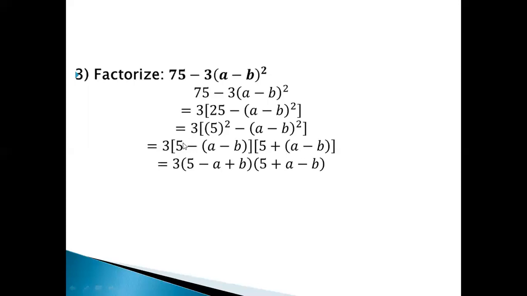Here a is 5 and your second term, your b, is a minus b. So we get 5 minus a minus b, 5 plus a minus b. Here, using this smaller round bracket is important, because when we open the bracket, we will change the sign because we have a minus sign outside. So we get 5 minus a plus b, 5 plus a minus b. So the factors of 75 minus 3 into a minus b whole square are 3, 5 minus a plus b, and 5 plus a minus b.